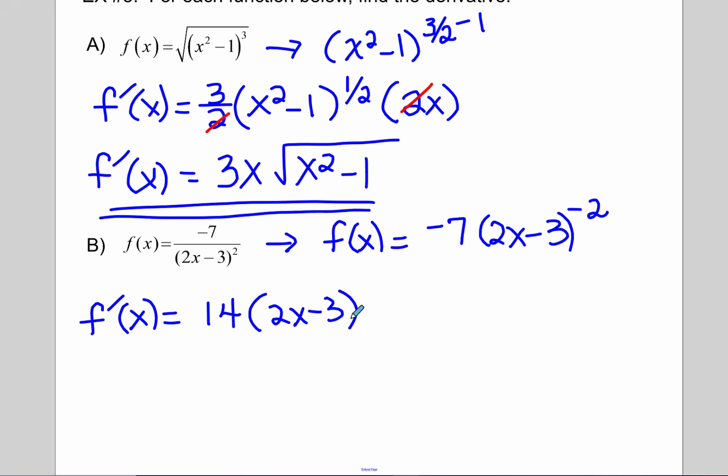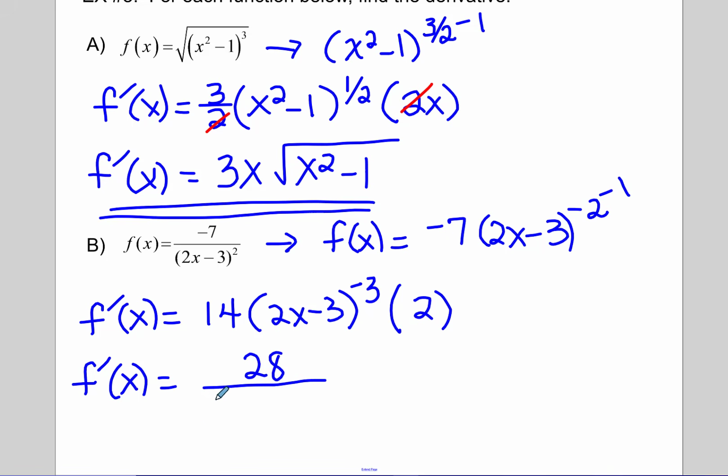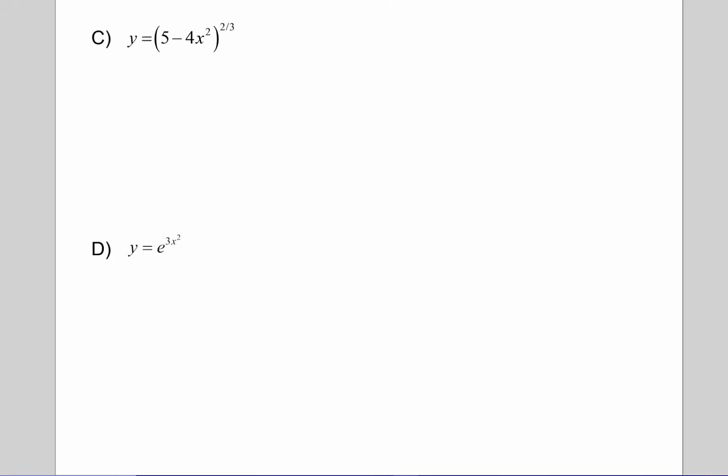Holding that inside function steady and taking 1 off the power gives us -3. And then multiply times the derivative of the inside function, which is 2. And it's just a matter of collecting like terms. If you don't want a negative exponent, we can move that binomial to the denominator and keep that a positive exponent, which is a trick we might have to use on some AP examples.